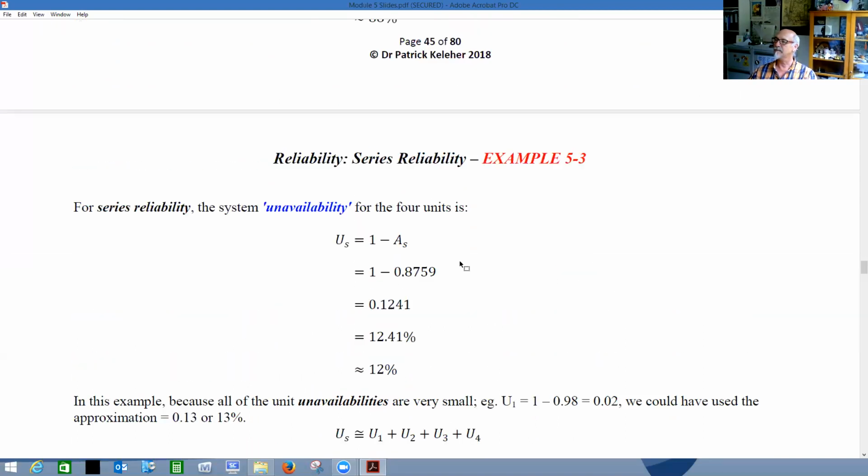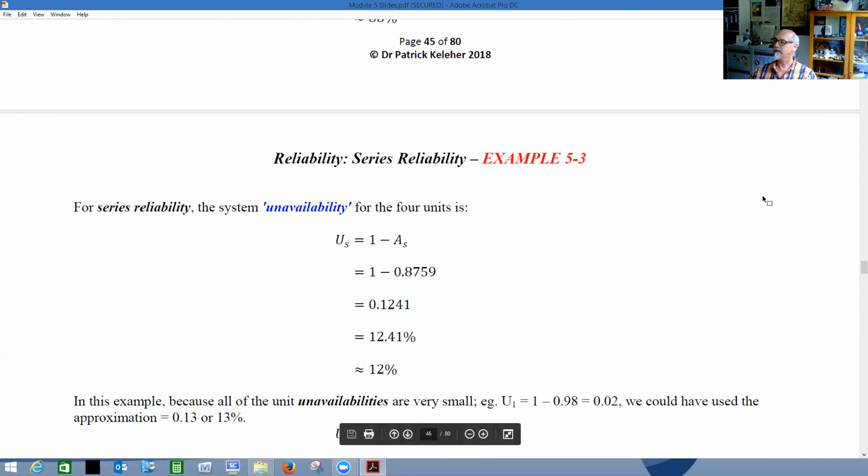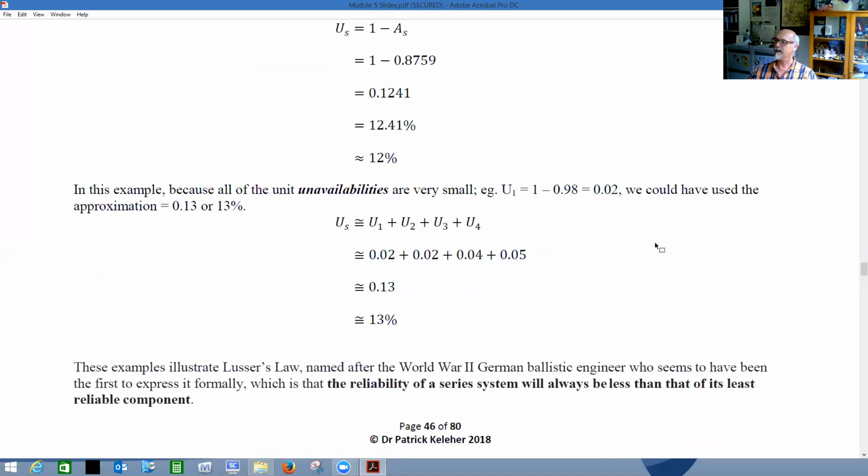So we could do the calculation above by looking at the unavailabilities, and that's what I've done here. If you calculate the unavailabilities, this was 98% available, so it's 2% unavailable. Likewise, that was 98%, this was 96%, and that was 95%. So the unavailabilities are going to be 2%, 2%, 4%, 5%. So again, that roughly is about 13%. If you do the calculation, it's 12, but that's a rough calculation.